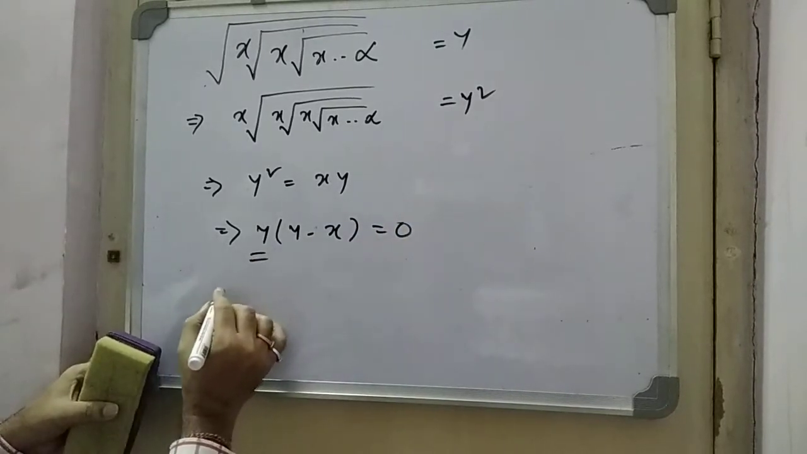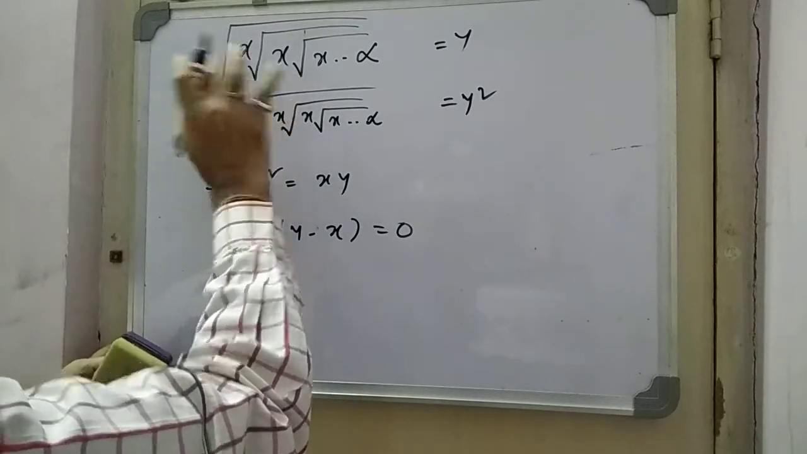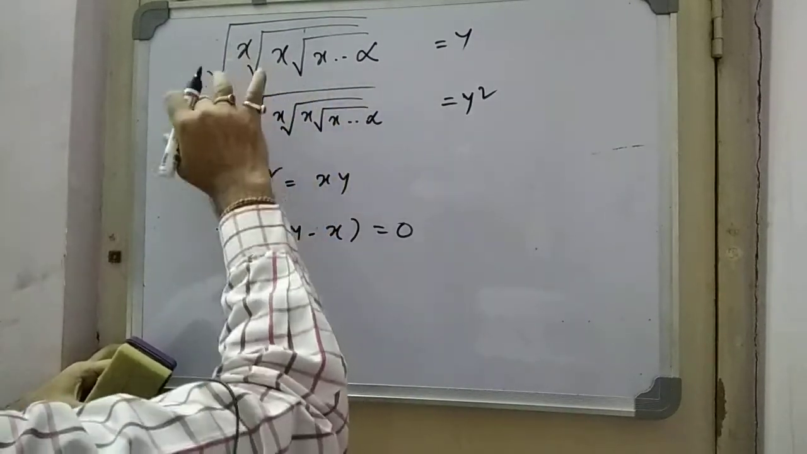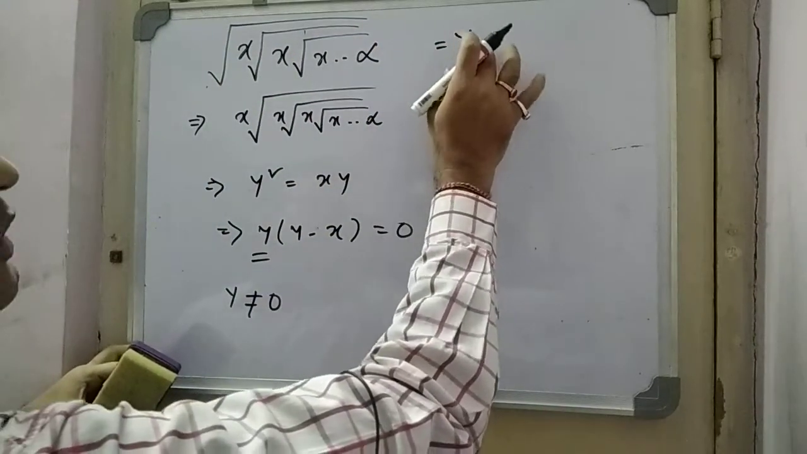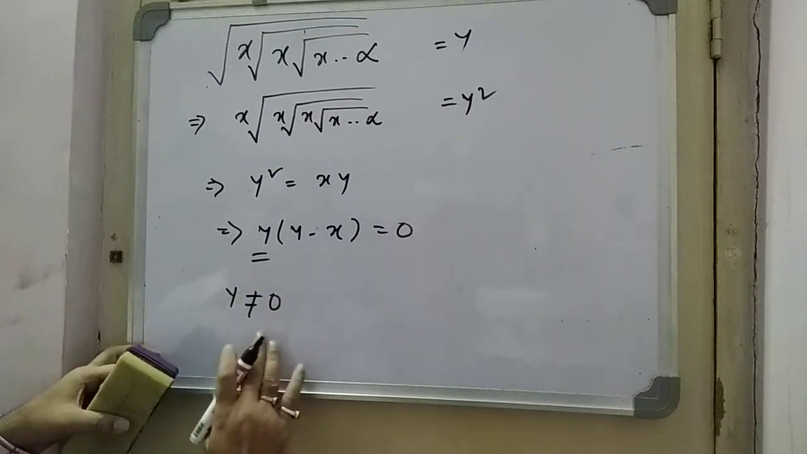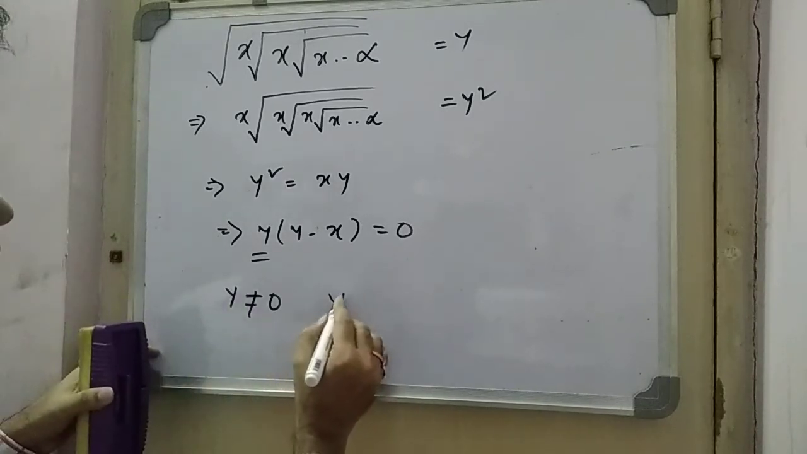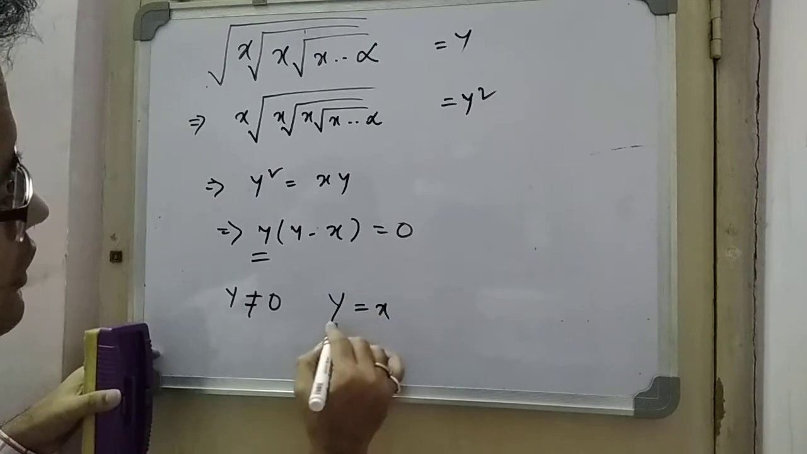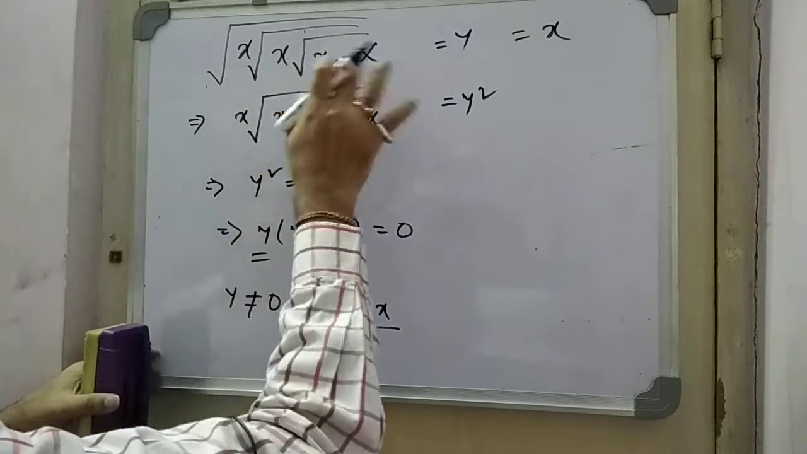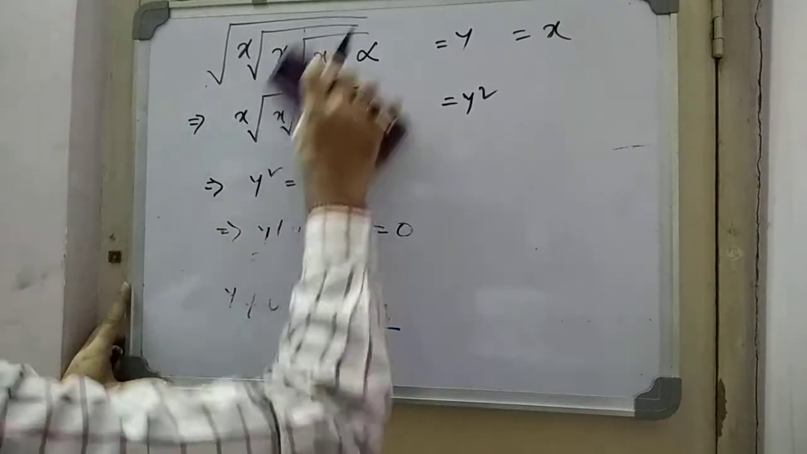So either y equals 0, that is not possible, because I am assuming x is a positive number, any number, it can be 2 or 3 something. So when we take root, it will be a positive thing. It cannot be negative, or at least it cannot be 0. So I will not consider this one. So y minus x is 0, so y equals x. So what we assumed as y, this is actually x. So root over x, root over x in this way to the power infinity, it becomes x.